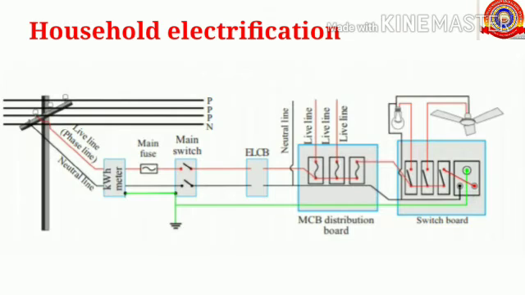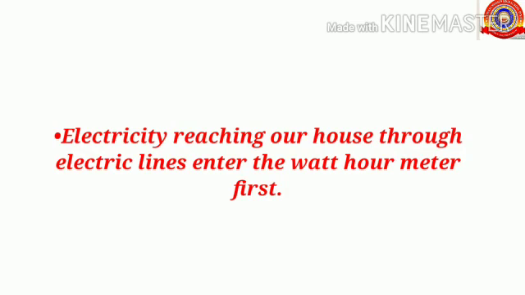Household electrification. Here you can see the pictorial representation of a household electric circuit. This is also called tree system, and this system starts from the electric post. So let's learn more about this tree system.